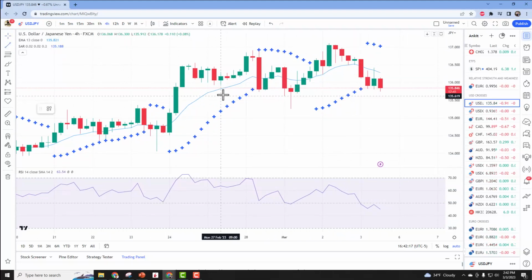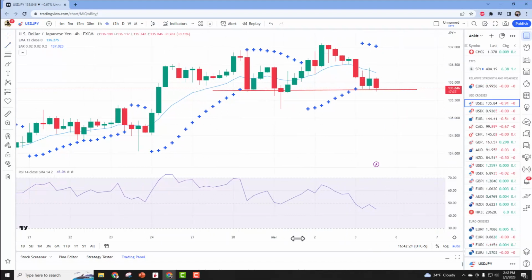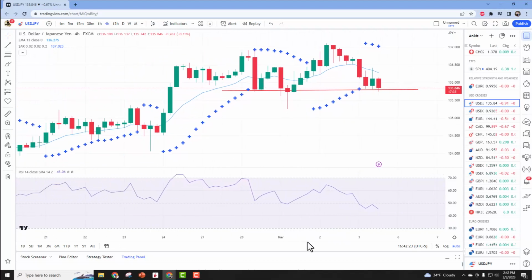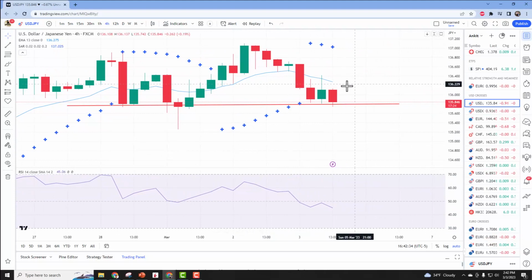The question is, is it going to bounce here? It needs to bounce here. If it doesn't bounce here on a 4-hour chart, then it's telling me that, okay, this little run we've experienced ever since the middle of February is probably over, and we probably need to have a little corrective action. If it holds this level, 136-ish, 135.50, and starts to move back up, I think it's a decent trade.